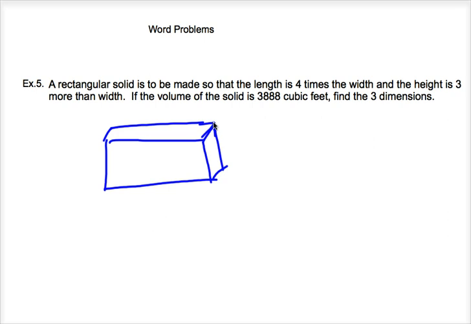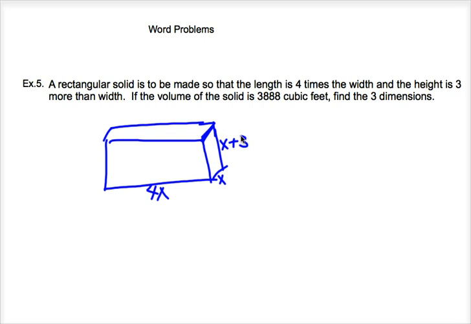So it says the length is 4 times the width. So it's comparing the length to the width, so I want to start with width being my variable. In that case, I'm going to say width is x, and then the length is 4 times that. It says the height is 3 more than the width, and I'm glad that it continued to compare to the width, because that's what I said x was. Width was x, so my height is x plus 3, and it gives me a volume.